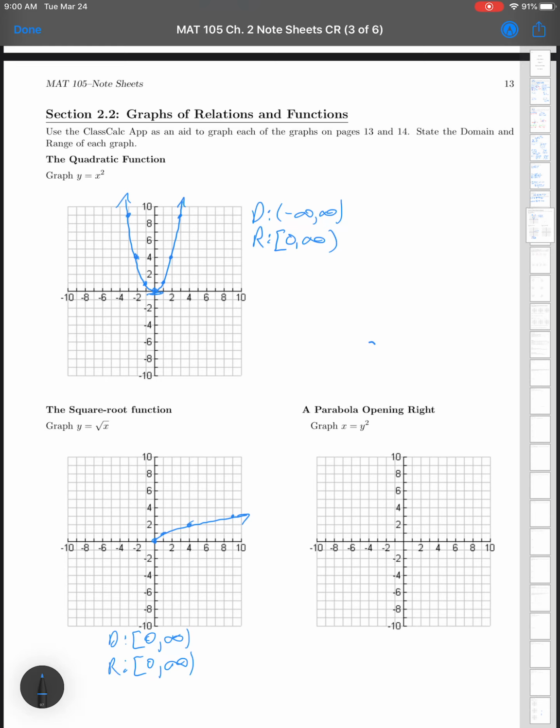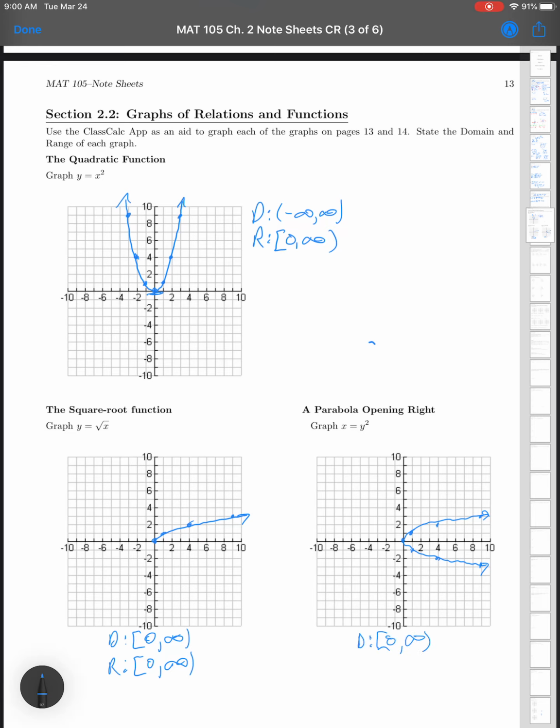However, if we draw out x equals y squared, we end up with a graph that's related to these two, but is not a function because it does not pass the vertical line test. So it ends up being a parabola that is on its side. So it looks something like this. And notice it wouldn't pass the vertical line test.